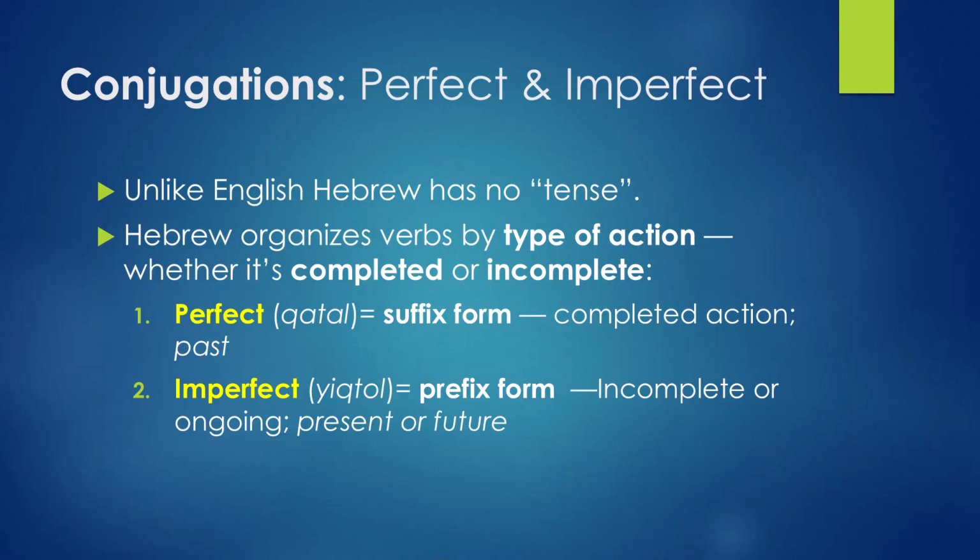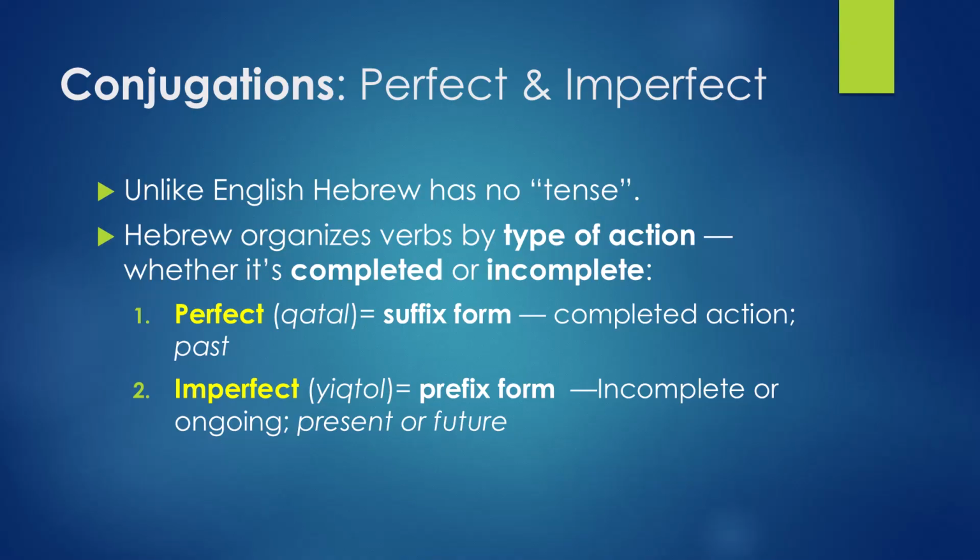In English, when you're talking about tense, you're talking about the time: past, present, future. But in Hebrew, tense mostly refers to the kind of action. There are 2 conjugations that describe whether the action is completed or incomplete. These 2 conjugations can be called tenses for the sake of learning, but they are more properly called conjugations.